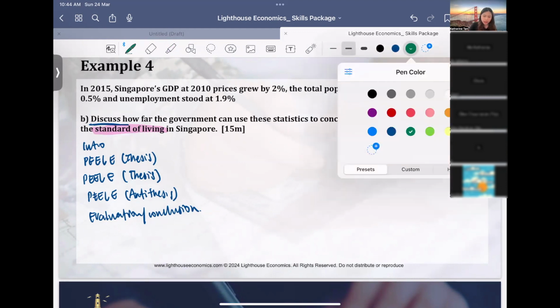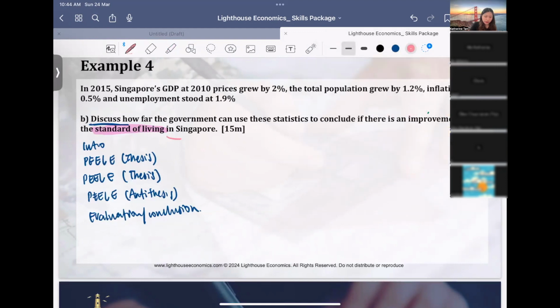There are gonna be two kinds of standard of living. It'll be material standard of living and non-material standard of living. Then next, you need to look at context. If you see the question, they talk about statistics, right? So what's the context here? GDP in 2015, Singapore GDP at 2010 prices. What does at 2010 prices mean? It means it's real GDP. So you know real GDP has grown.